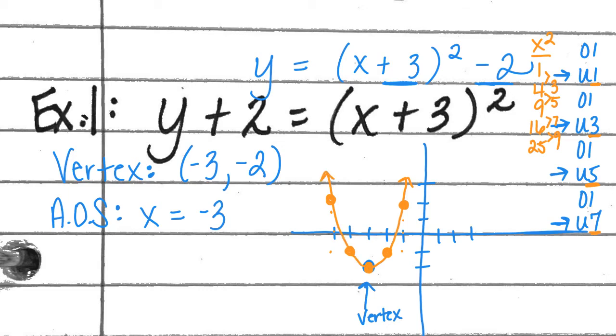And I always tell my students, try to have those 5 points. 1, 2, 3, 4, 5. Notice this vertex right here is a minimum.